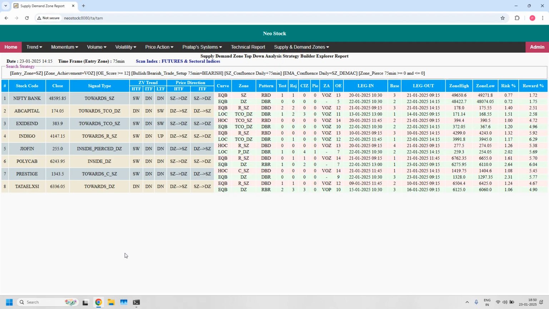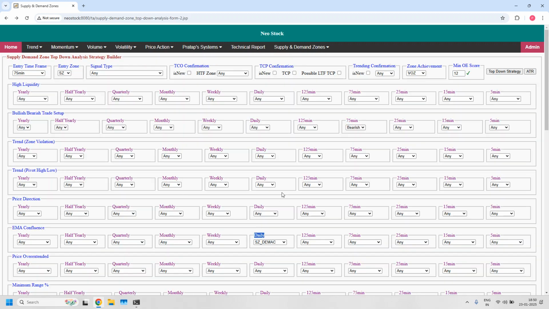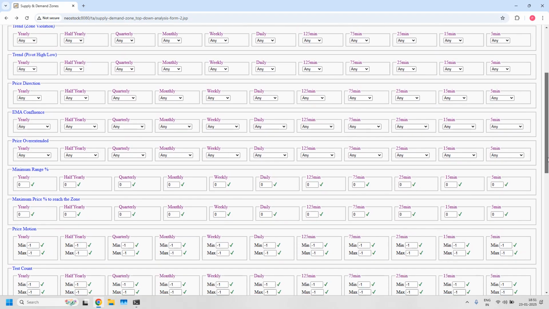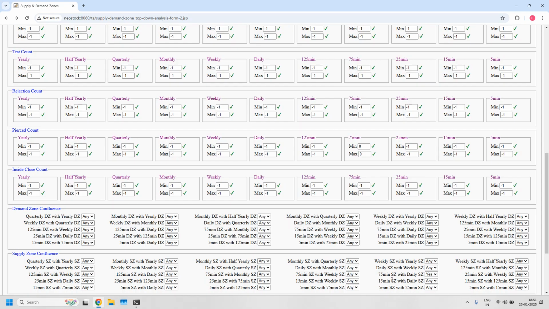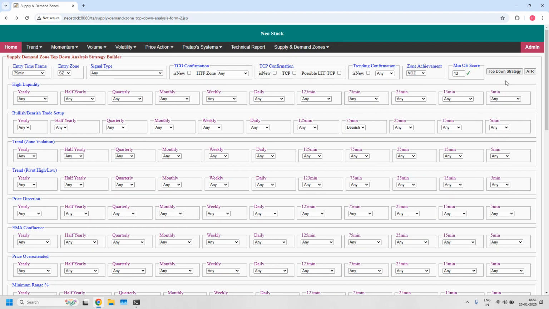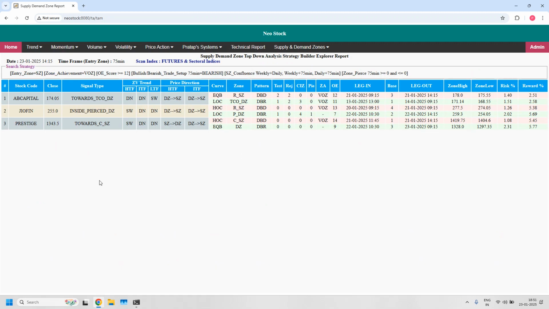Okay, next let us look for LTF, ITF, HTF supply zone confluence. All the 3 zones overlap, all the 3 time frames. I am removing EMA filter because it is ITF specific. Now we should look for HTF specific. So in the supply zone confluence, we have to set 3 filters. First filter is already enabled. Second filter, 75-minute supply zone with weekly supply zone confluence. Third filter, daily supply zone with weekly supply zone confluence. With all the 3 filters, that means LTF, ITF, HTF overlap, we got 3 stocks.